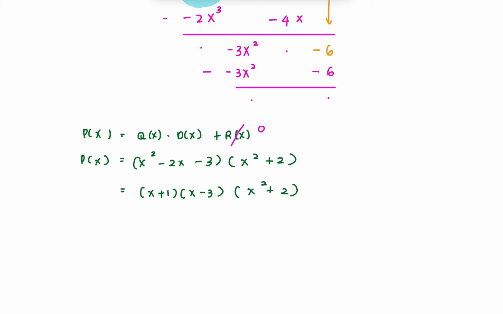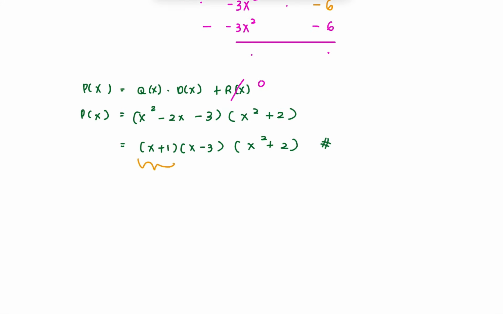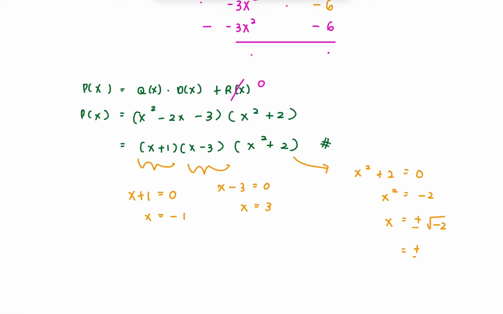But the question asks for the zeros. So how to find the zeros? For this one, x plus 1 equal to 0, so x equals negative 1. For the second one, x minus 3 equal to 0, so x equals 3. And then for the last one here, you know the zeros from the question just now. If you want to find the zeros, x squared equals negative 2. So x equals plus minus the square root of negative 2, which is plus minus square root of 2 i. This one comes from the question just now.